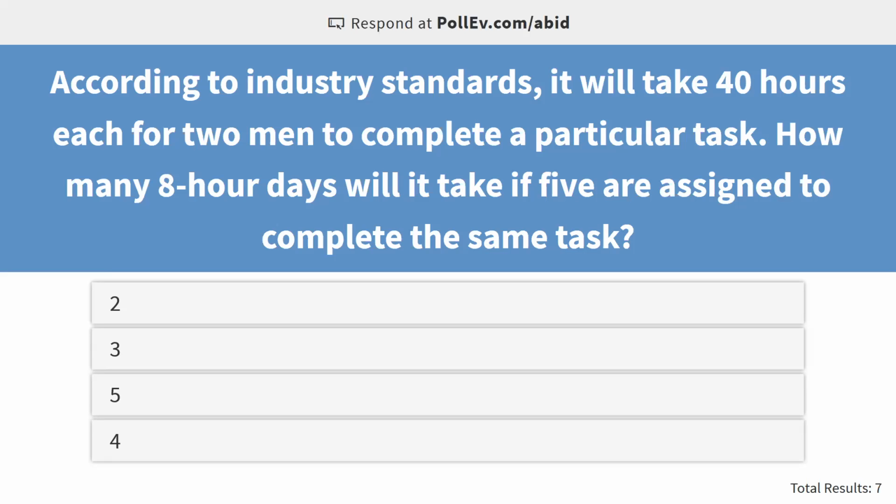Using this information, you can calculate the number of days. For example, 40 hours and 2 men means the total work needed is 40 times 2, that is 80 man-hours. On the other hand, we have 8 hours per day and 5 men. 8 times 5 is 40, so each day we are providing 40 man-hours. We need to provide 80 man-hours, so we will need 2 days. The answer will be 2.